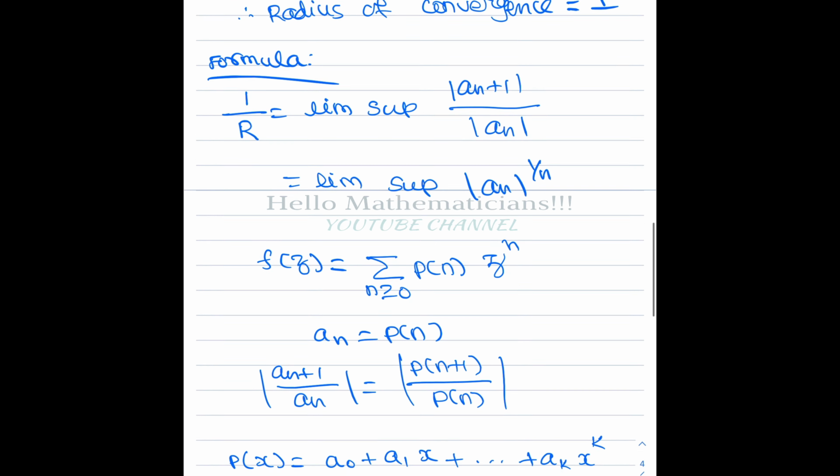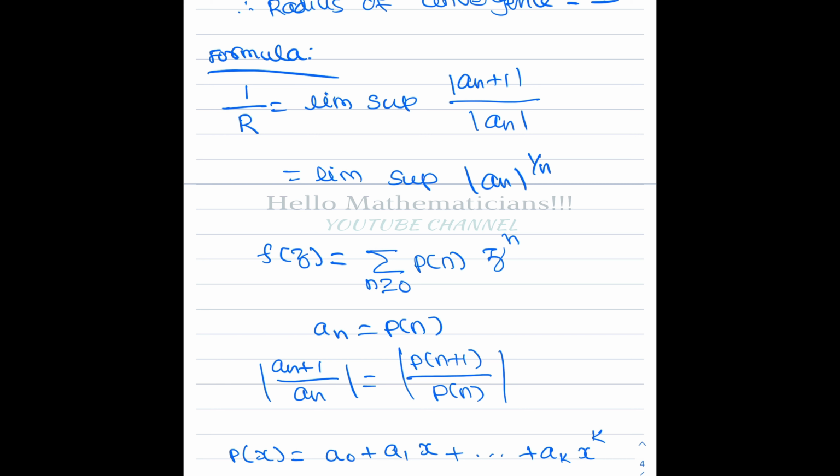Okay, so now let's do our problem. So what is the formula? Let r be the radius of convergence of the power series. The formula is 1 by r equals limit supremum of mod a n plus 1 by mod a n, or equally we can take it to be limit supremum of mod a n whole power 1 by n. Any of these expressions. Sometimes this expression will be helpful, sometimes that one.